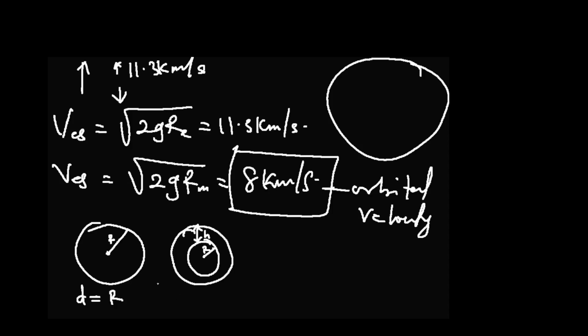So the distance of such objects away from the Earth is going to be h plus r. So that will be the distance used for such objects. All right.